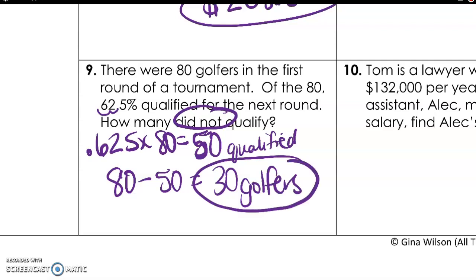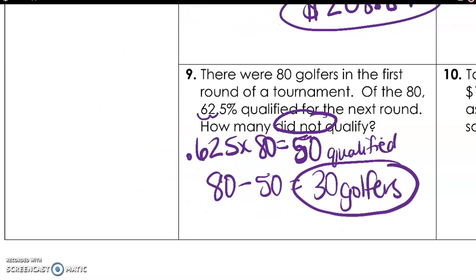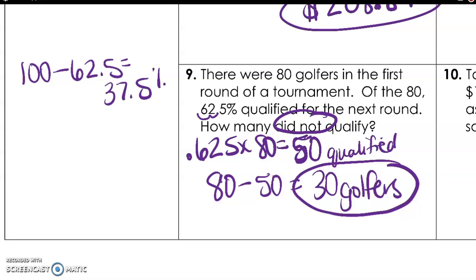So you need to make sure you read the question super carefully. The other way you can do it is this. If 62.5% qualified, if you take 100 minus 62.5, you get 37.5. So 37.5% of the golfers did not qualify. So then you could do 0.375 times 80, and you get your 30 right away. So if they're asking for the opposite of what they give you, you can either use the numbers they give you and then subtract your answer from the total, or you can take your percent away from 100% and multiply that by your total to get your final answer.